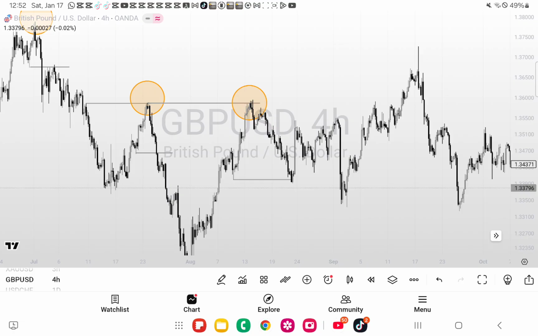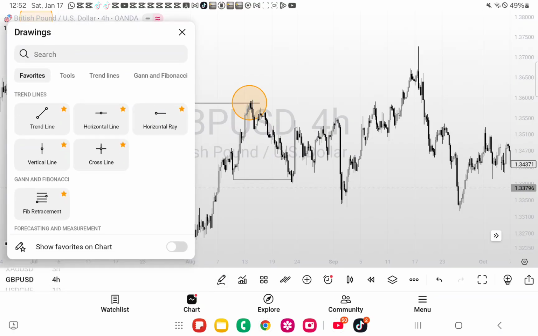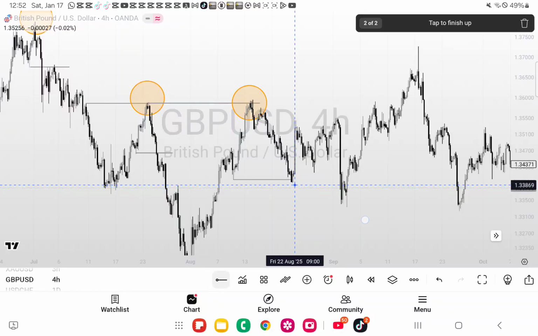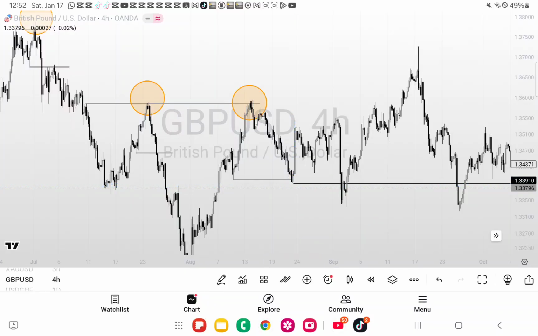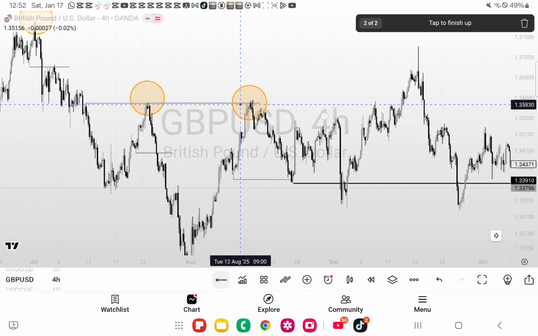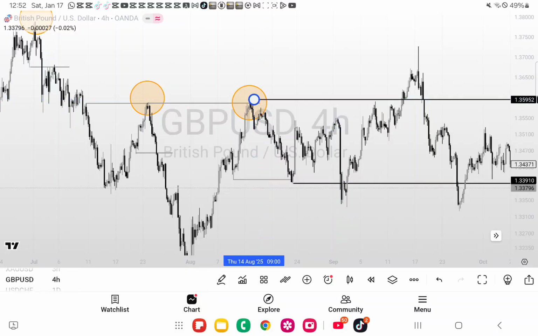So now we are trading within this range. This is our new range. We have this low and we have this high. So we want to look for sell opportunity within this range.